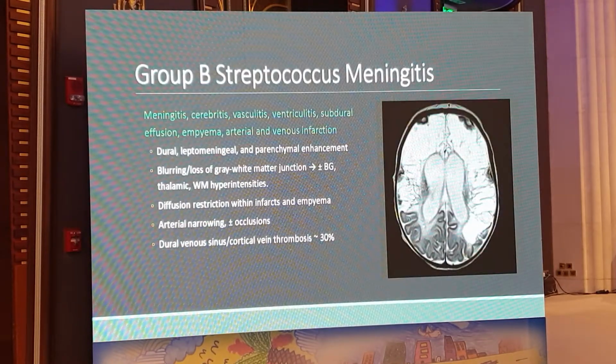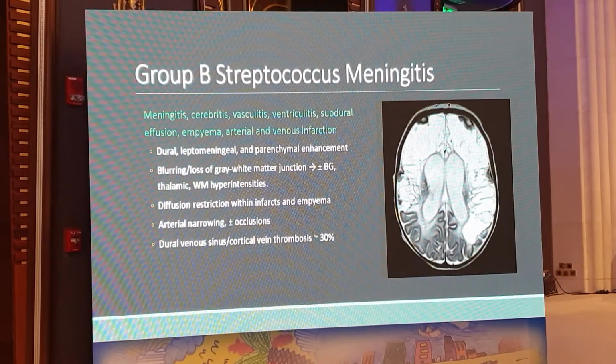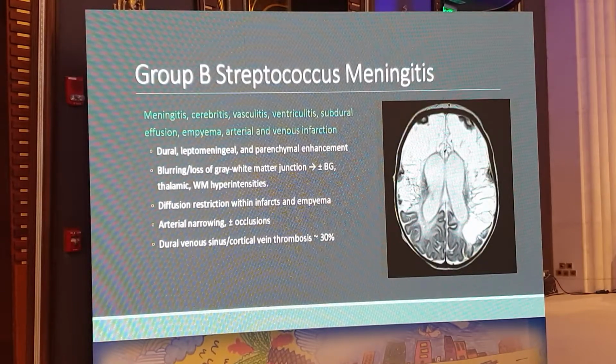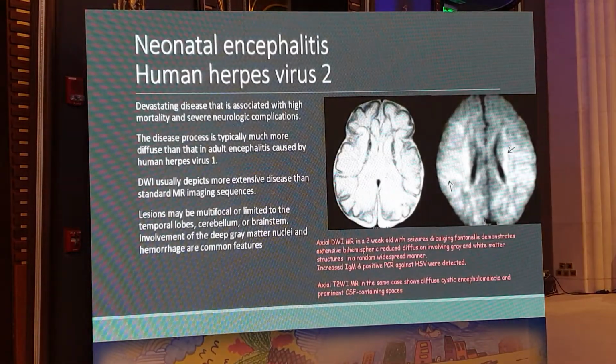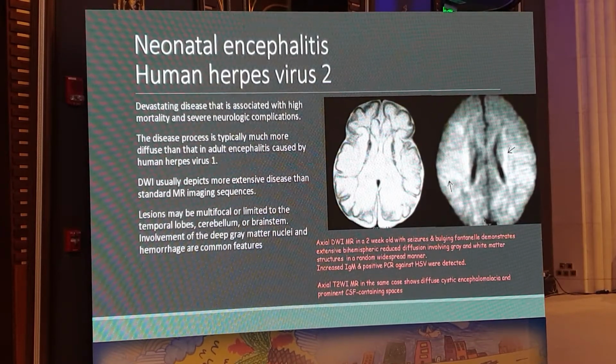So this patient has group B streptococcus meningitis, which is usually complicated with cerebritis, vasculitis, ventriculitis, subdural effusion or empyema, and can lead to arterial and venous infarction, as in this patient. Neonatal encephalitis can also cause an encephalopathy. This patient has human herpes virus 2 infection, and it has a devastating sequela, severe cystic encephalomalacia related to severe cerebritis and brain tissue necrosis.